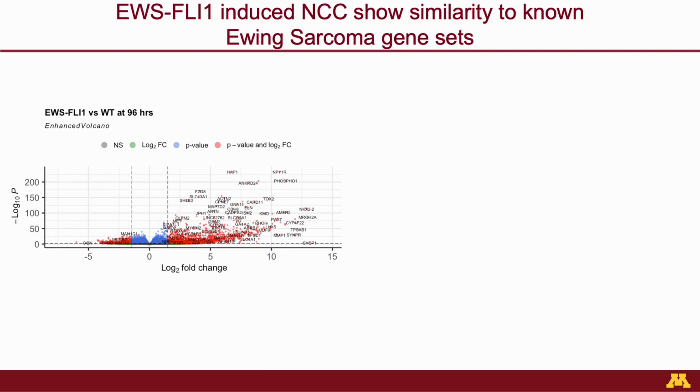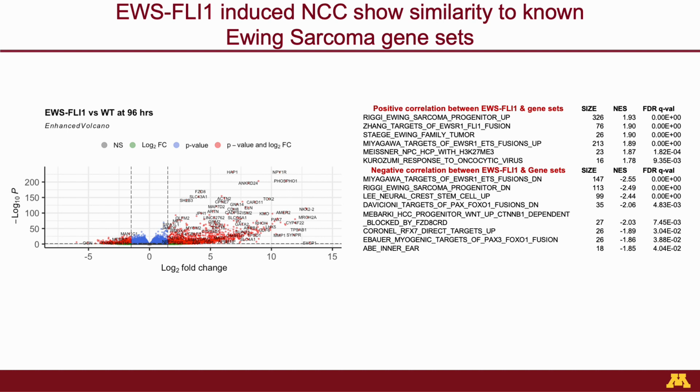Next, we wanted to look at global expression patterns in response to EWS-FLI1 and establish similarity to other Ewing sarcoma studies. This volcano plot shows gene expression changes at 96 hours post EWS-FLI1 induction using all cell lines. And we see those large-scale gene expression pattern changes that we were expecting, with around 9,000 differentially expressed genes. And these differentially expressed genes additionally are enriched for established Ewing sarcoma expression patterns when we do gene set enrichment analysis.